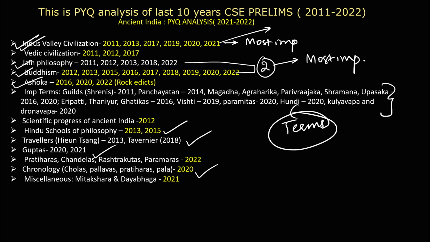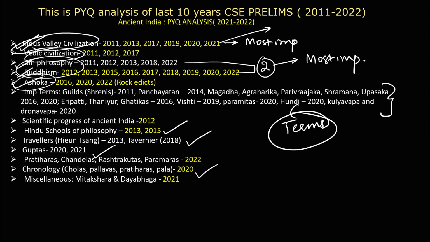If you see, the questions coming in the UPSC prelims examination from ancient India are mainly from the Indus Valley civilization, then the Vedic age, then Jainism and Buddhism, then the Mauryan age, and then a few questions on Hindu philosophy, travelers, and the Gupta age.